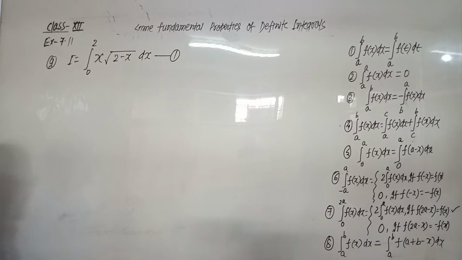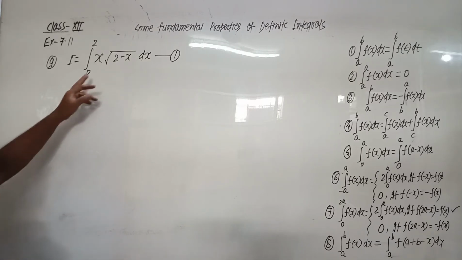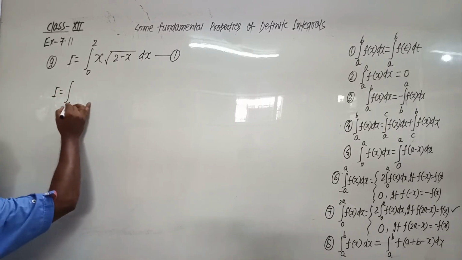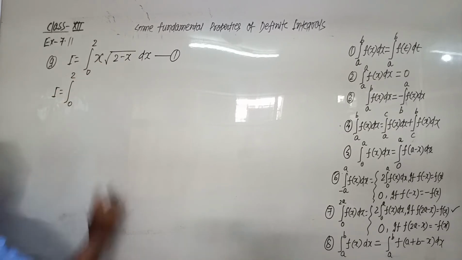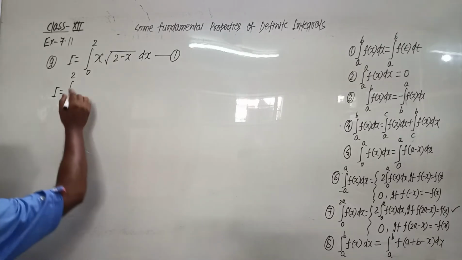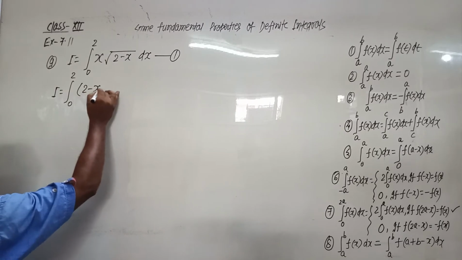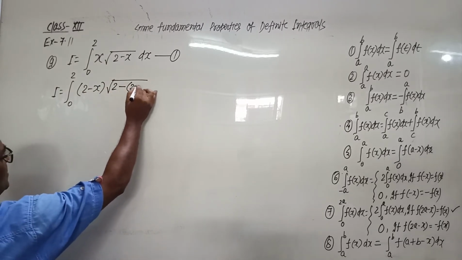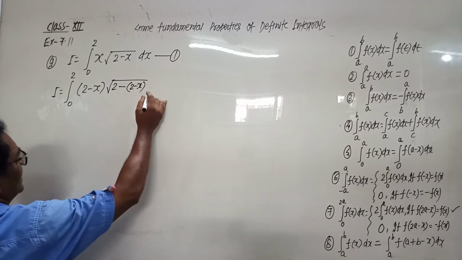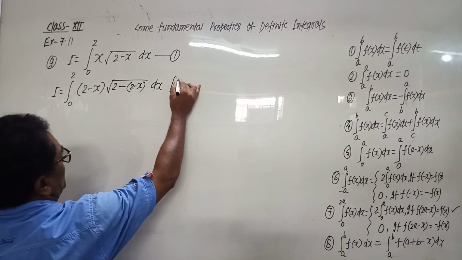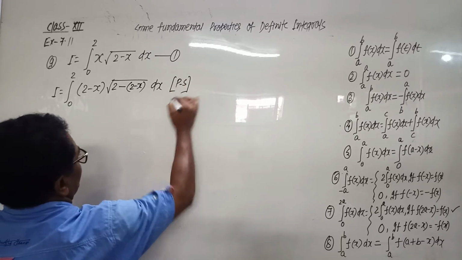First equation using the same property number 5, limit from 0 to a. So I equals integration 0 to 2. At the place of x, we will write a minus x. A minus x means 2 minus x. And under root of 2 minus, at the place of x, we will write 2 minus x, and dx. We are using property 5, P5.